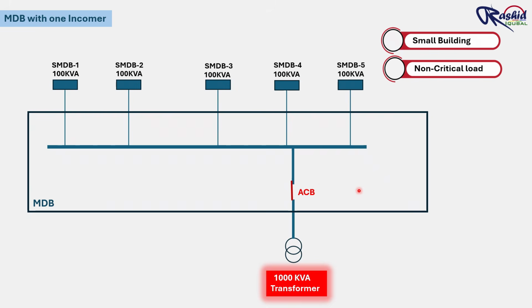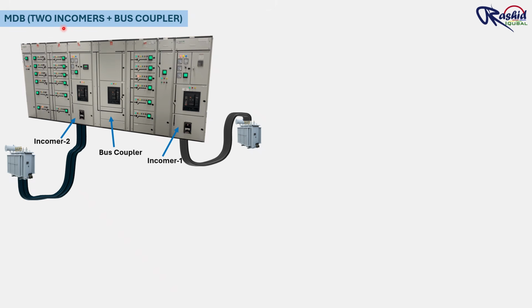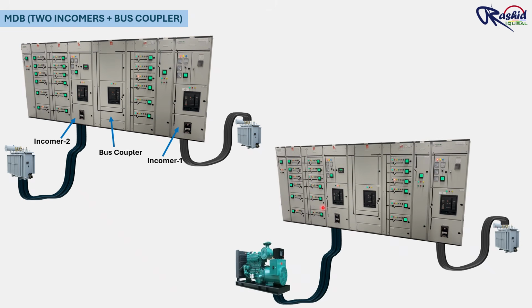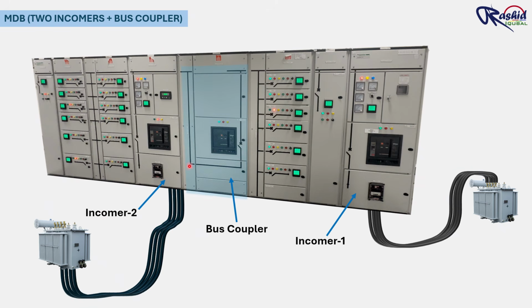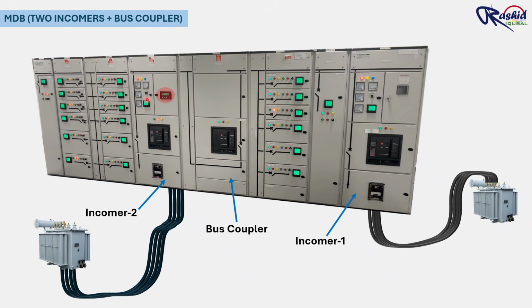Now let's move to second type of MDB, which is more advanced and widely used. This MDB has two incoming supplies. In the first option, both incomers are transformers. In the second option, one incomer is a transformer and another is a generator. Or it depends on client requirement. And a bus coupler connects between these two sections. This divides MDB into left section and right section, joined through bus coupler. An ATS controller manages automatic switching between incomers and bus coupler, ensuring smooth operation without manual intervention.